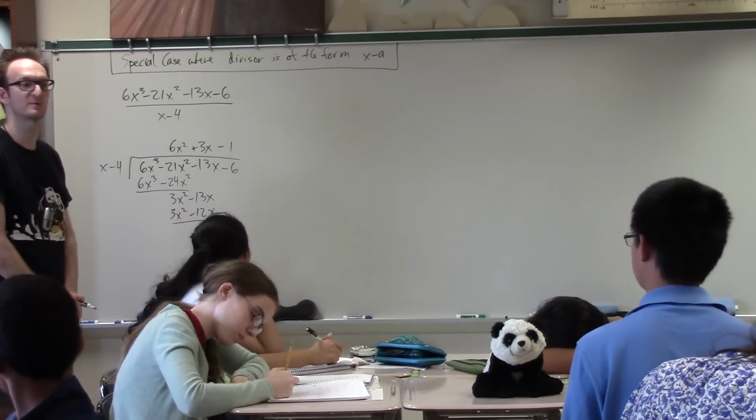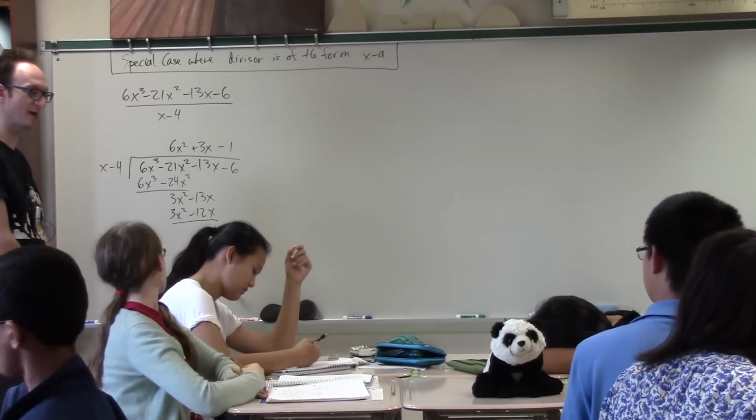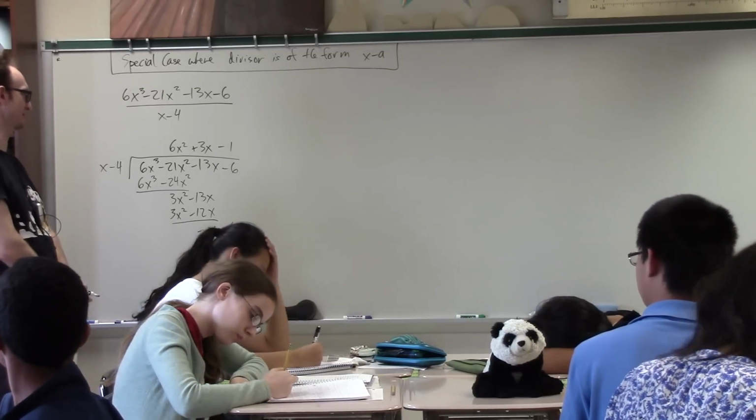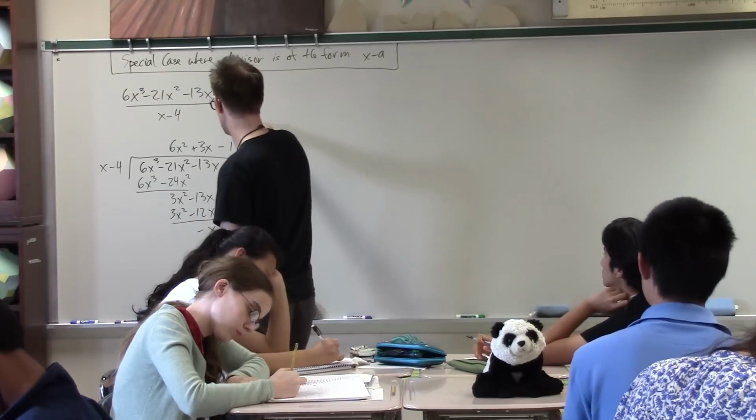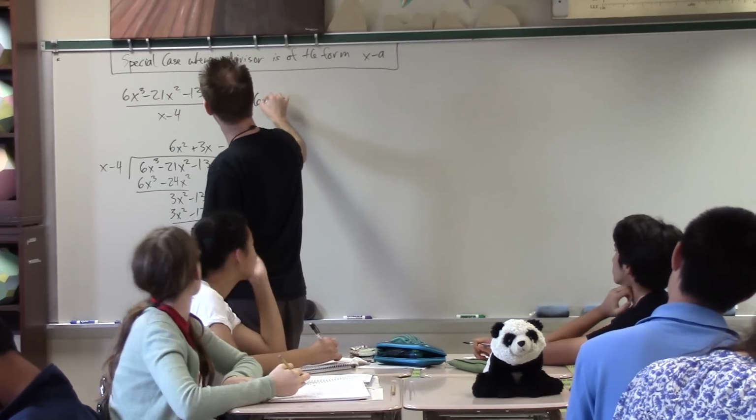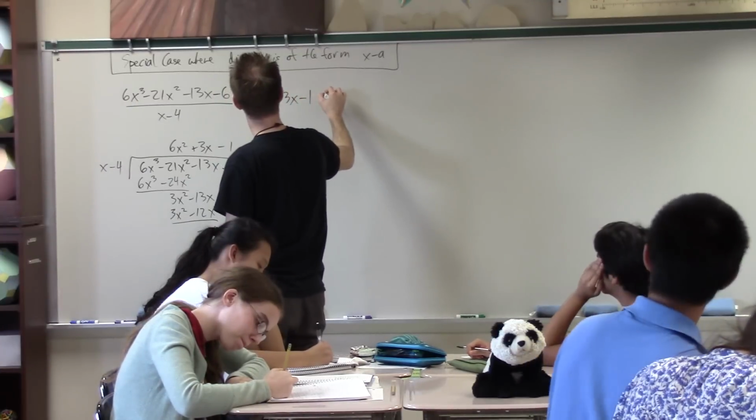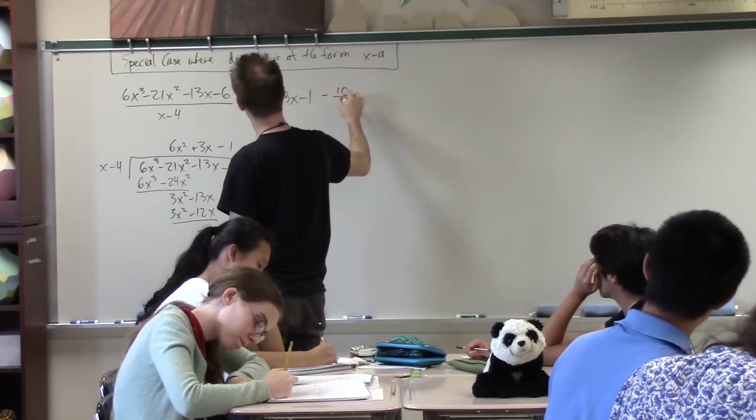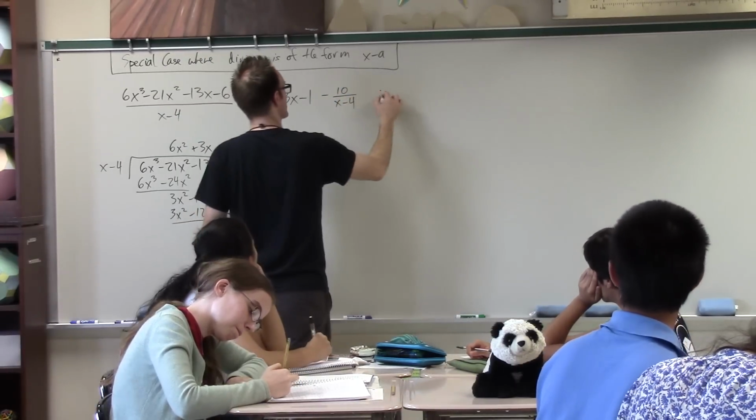I got that. Is that what you got? Yeah. Okay, cool. Polynomial long division. So the answer to this problem is 6x squared plus 3x minus 1 and then minus 10 over x minus 1.